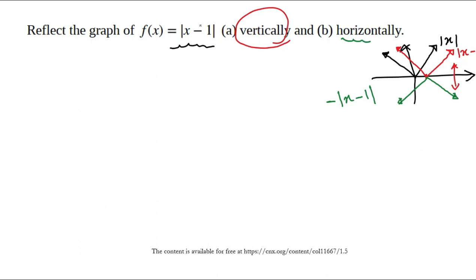And horizontally, it will be the same as x minus 1. And this is absolute value of minus x minus 1, which is equal to absolute value of x minus 1.